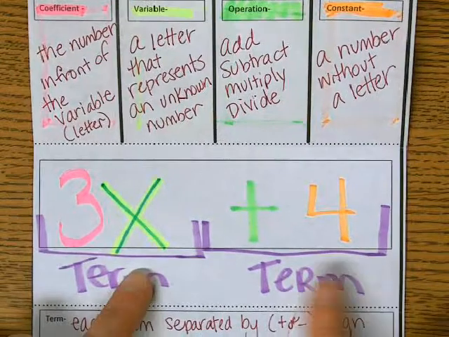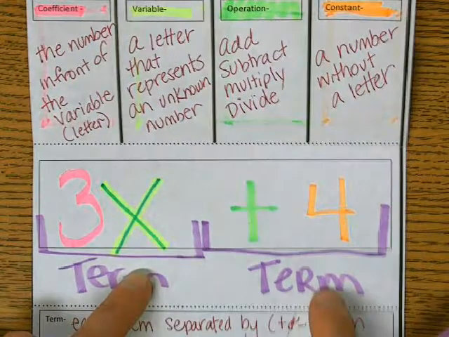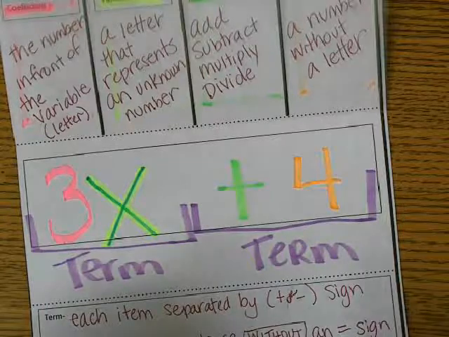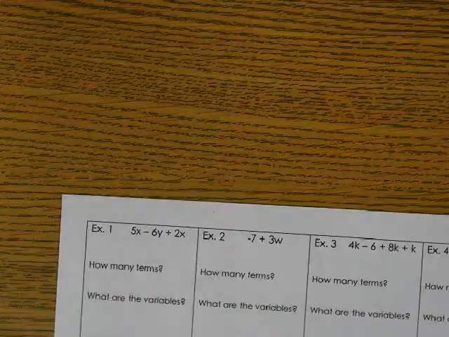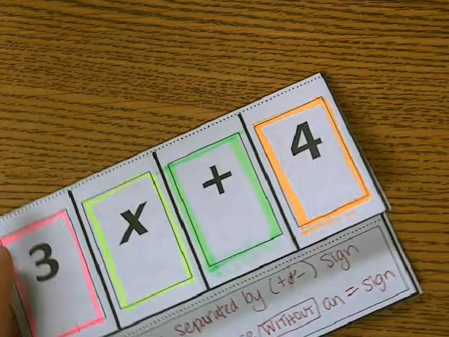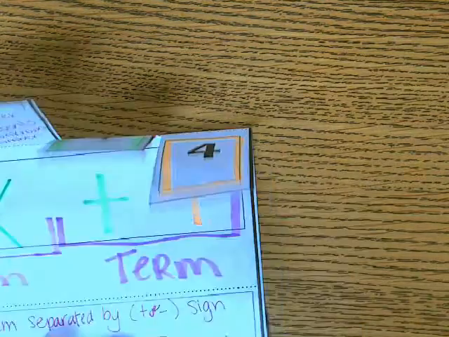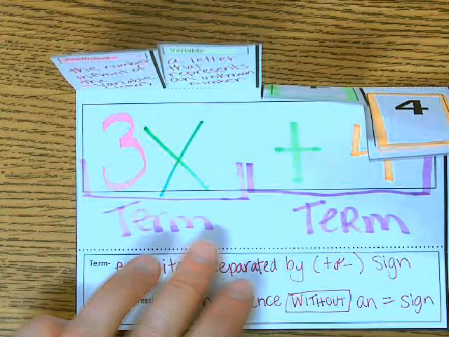So this has 2 terms. The first term is 3x, and the second term is 4. Okay? So let's talk about some of that down here in this other page. Oh, I forgot. We're supposed to cut this. So let's go ahead and cut this so we can use it. You just cut on the solid lines, just on the top, not the whole thing, so that it's just got little flappies.